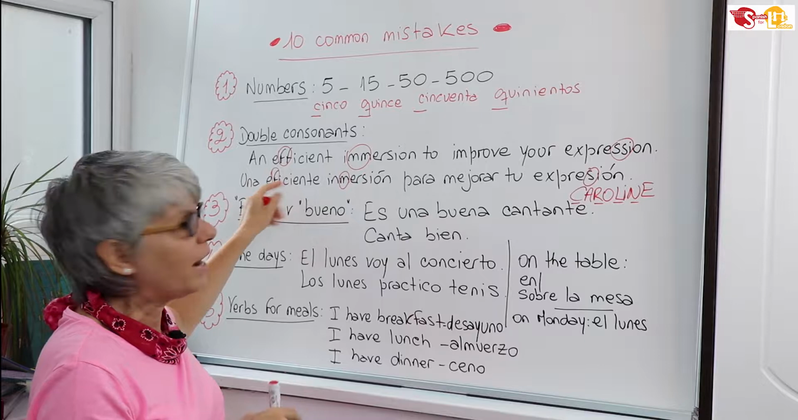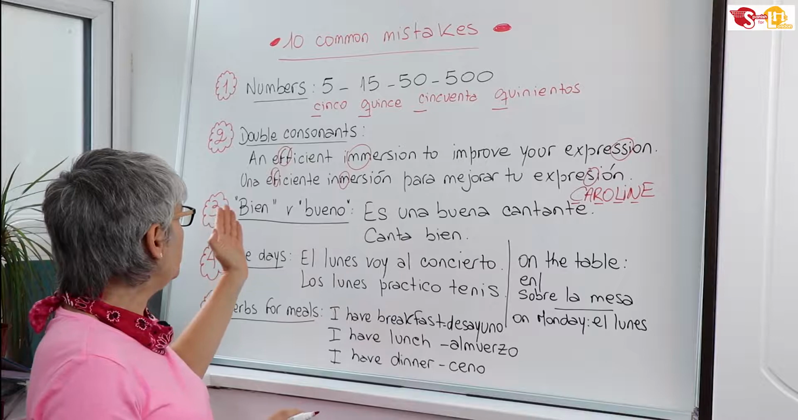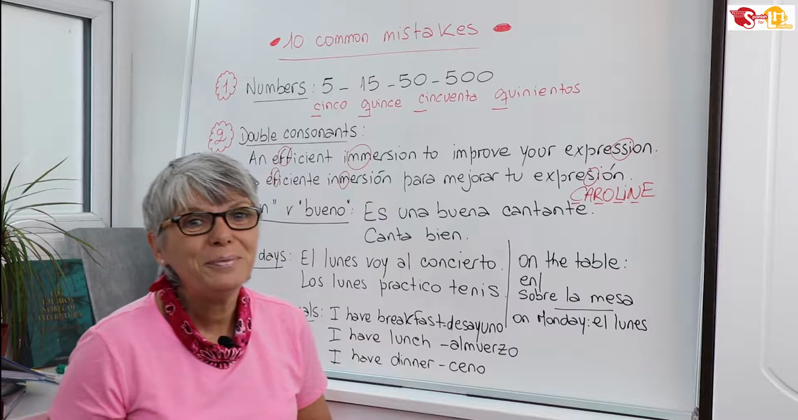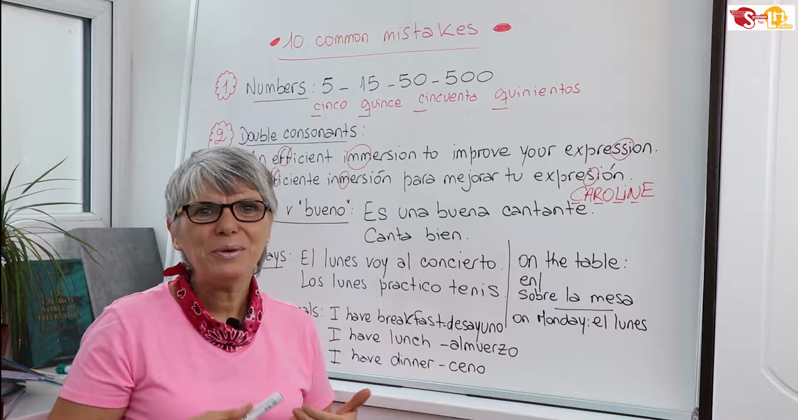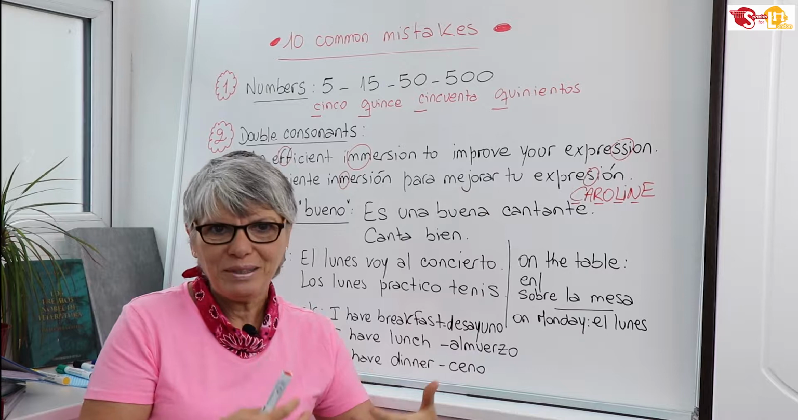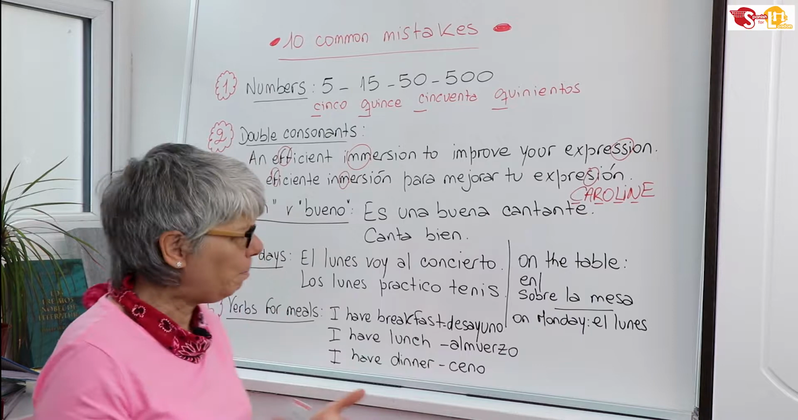Number 3. A very common confusion between bien and bueno. Easy peasy, pan comido. Go to our lesson about idiomatic expressions and you will see there that pan comido means, literally, not literally, easy peasy. Literally is another thing, but it's the translation, it's the form to say easy peasy. Pan comido. Bien is an adverb meaning well.